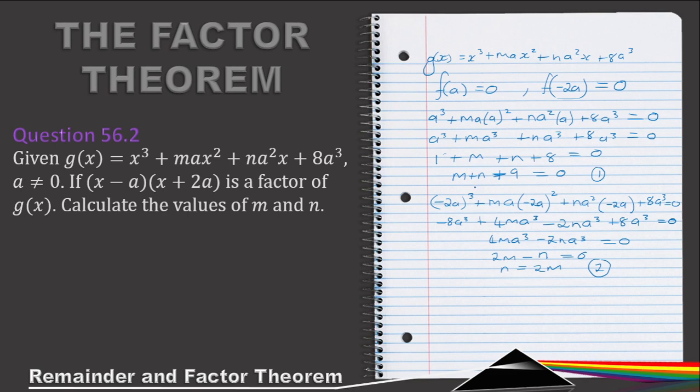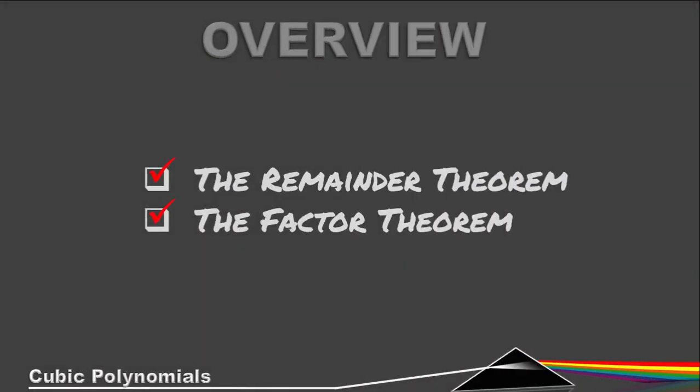Now if n is 2m, in place of n, I'm going to put 2m. So I'm just going to do it over here. So if I have m plus, and then in place of n, 2m plus 9 equals 0, then I can solve for m, take the 9 over, m is equal to minus 3. There we have that answer. And then to solve for the other one, we know that n is equal to 2m. And m's value we just solved as negative 3, then n is equal to negative 6. That was the factor theorem, and then we are done.